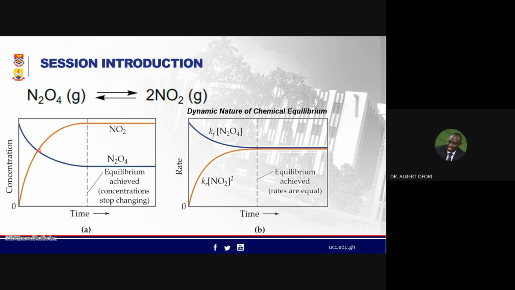Okay, so it will tell you that at a point in time, if we don't control the reaction, the concentrations can cross, meaning we can be getting the same concentration at a time. Then equilibrium will be established at the point where the rate of reaction of the dinitrogen tetraoxide now becomes the same as the rate of reaction for the nitrogen dioxide. So equilibrium is established.